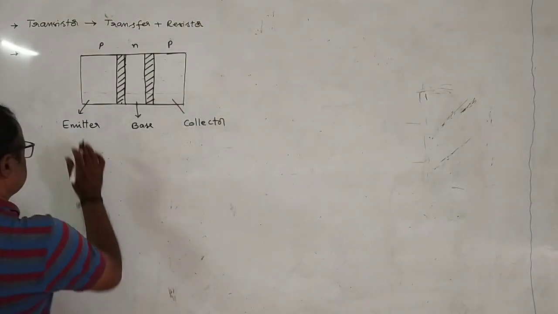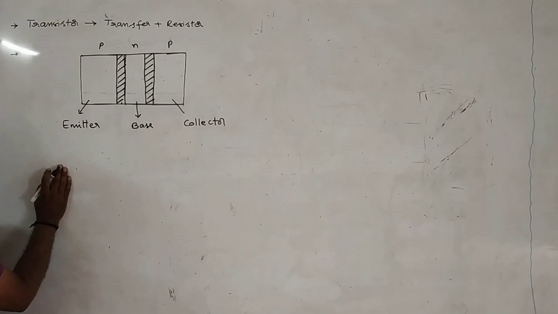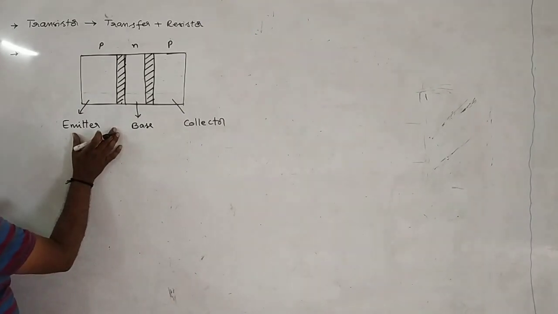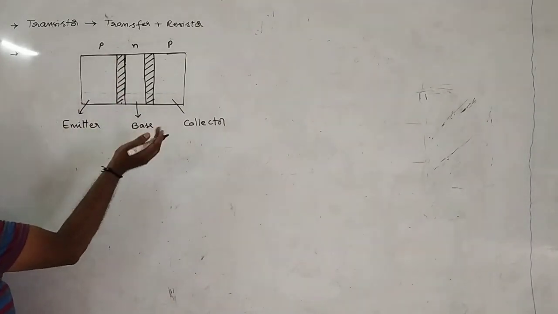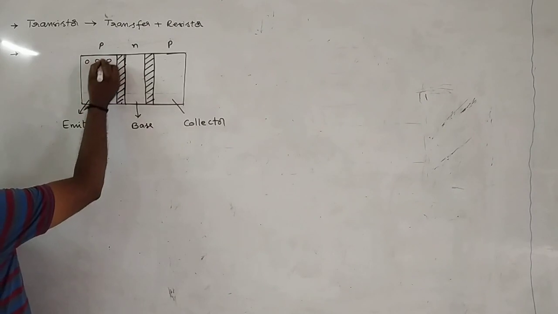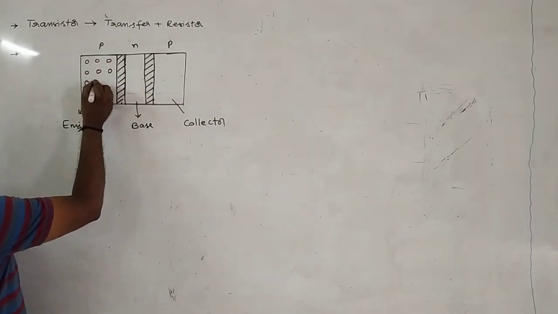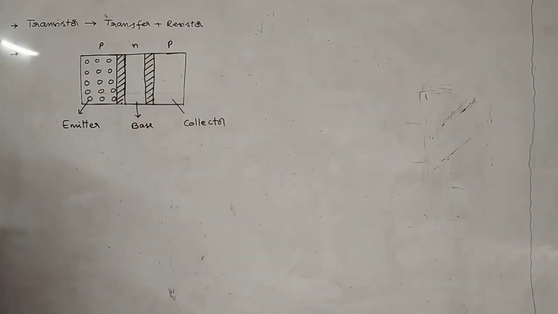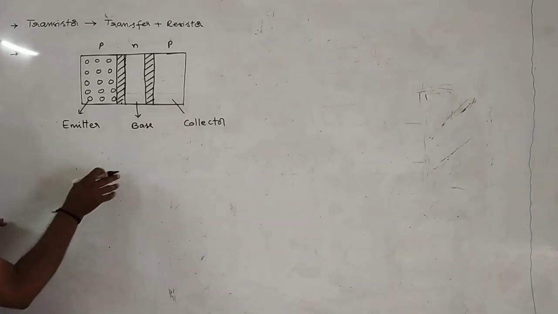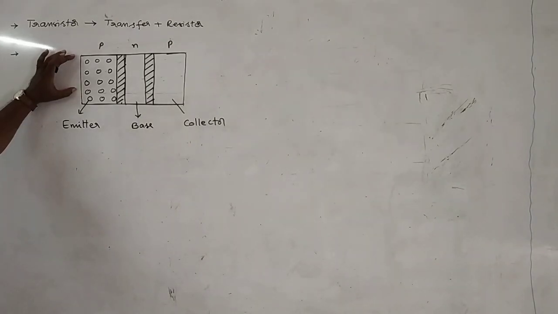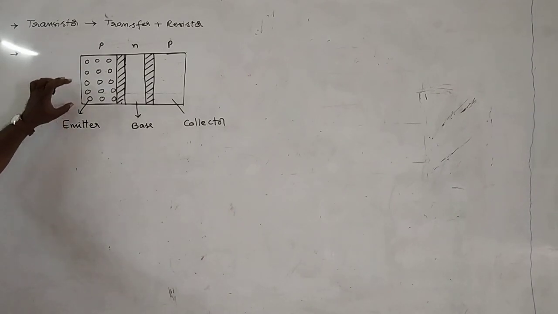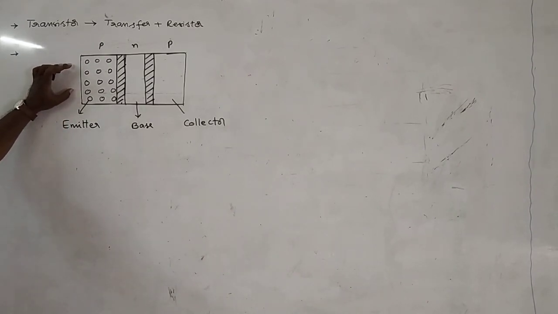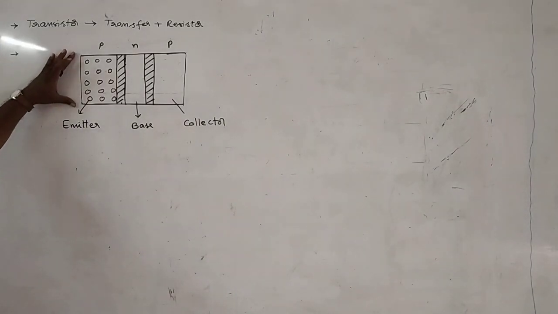In general, this is known as the emitter. Its basic properties, compared with the base and collector, are that the area of cross section of the emitter will be more. That means it has more charge carriers. P-type means it has more positive charge carriers. For more charge carriers, the emitter region must be a highly doped material. Highly doped means it contains a large number of positive charge holes.